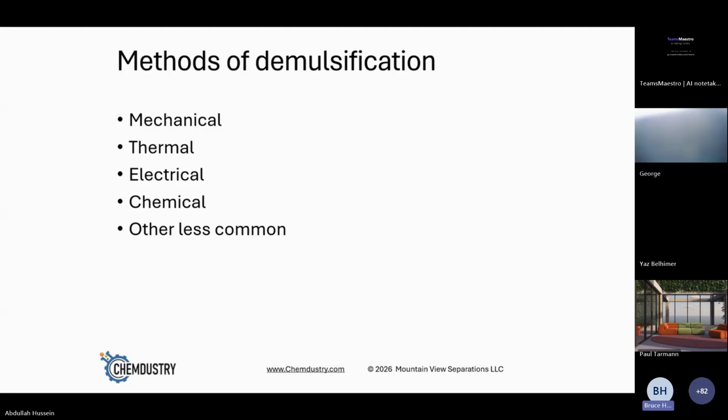Without the chemical and the mechanical, you can't have it coalesce and separate the two phases. You have to have multiple things to take care of most emulsions. There's some other less common factors that we will talk about in some of the classes that we offer. Next slide.